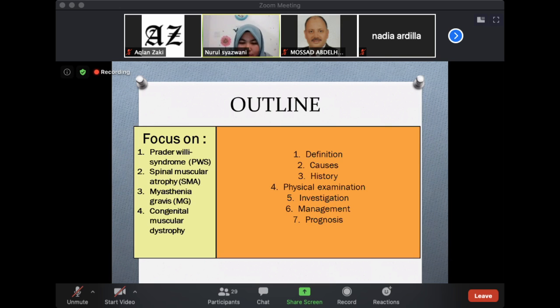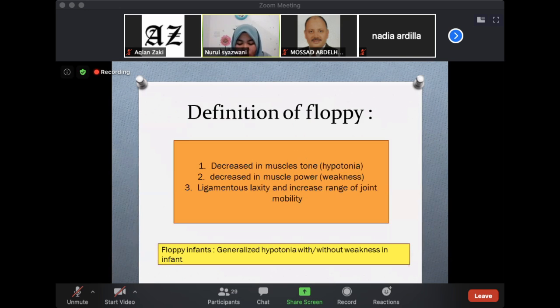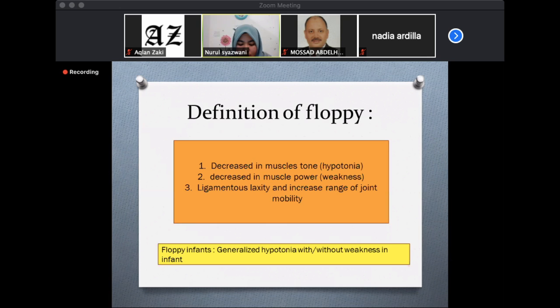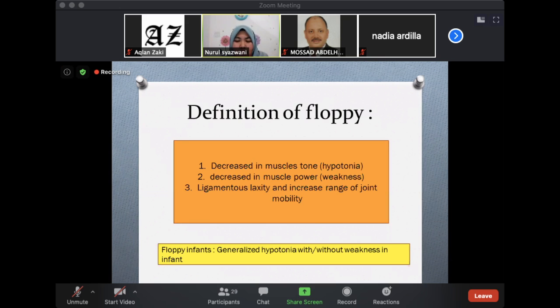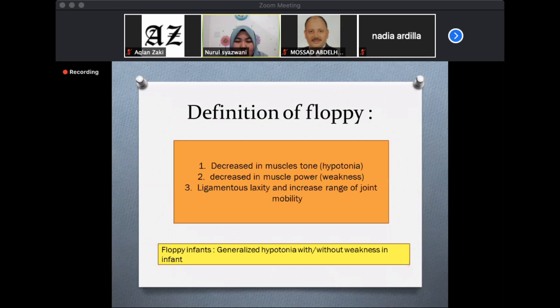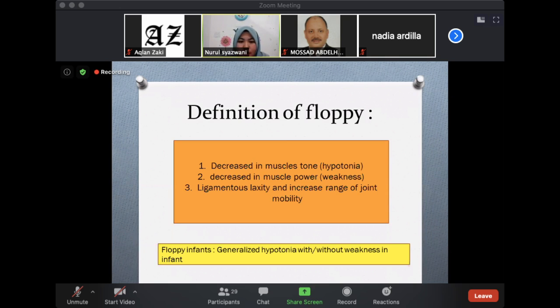So we move on to the definition of floppy. Floppy can be used to mean a decrease in muscle tone, which we can say as hypotonia. The second one is decrease in muscle power, which is weakness. And the third one can be said as ligamentous laxity and increased range of joint mobility. But the definition of floppy infant itself is generalized hypotonia with or without weakness in infants.